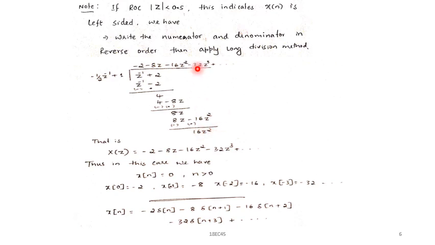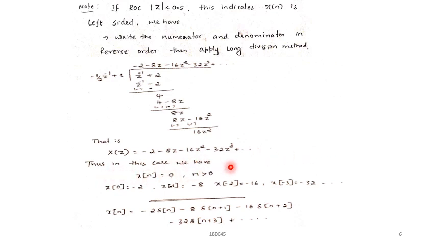Next term will be minus 32z to the power 3. That is in terms of powers of 2, you can observe here, 4 you can take. So 32z to the power 3 and so on. Therefore x of z I will write as minus 2 minus 8z minus 16z square minus 32z to the power 3 plus so on.